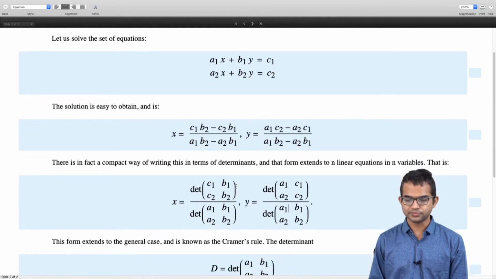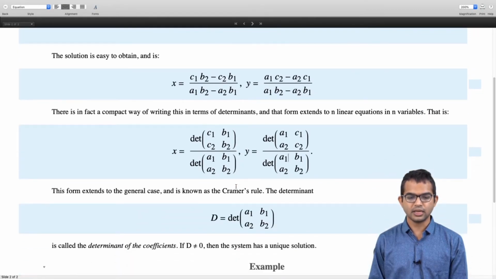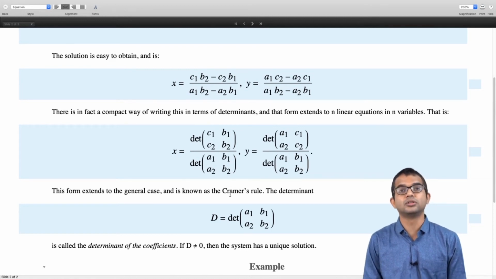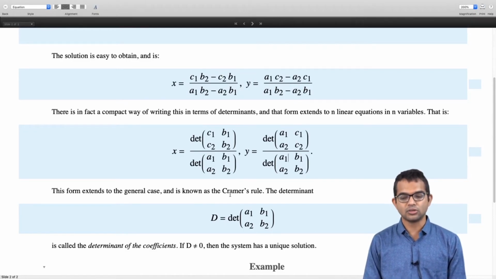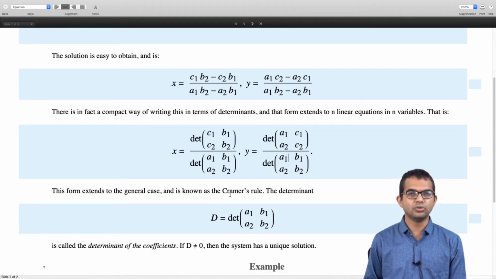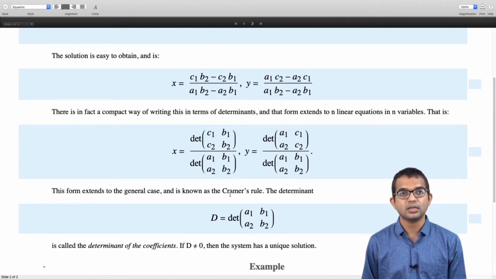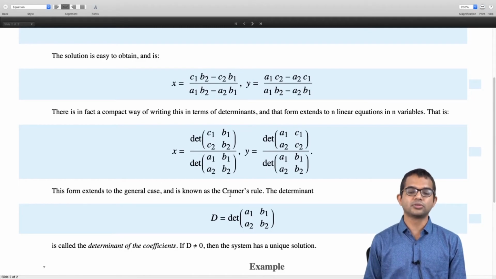So let me just state this again. This is what is called Cramer's rule. The key point is that you must look at the determinant of the coefficients. The determinant of the coefficient matrix is also called the determinant of the coefficients. Only if this determinant d is not equal to 0 does Cramer's rule hold. That's when you have a unique solution. So this is actually a criterion for whether a system of n linear equations in n variables has a unique solution. If there is a unique solution, Cramer's rule can give it to you.